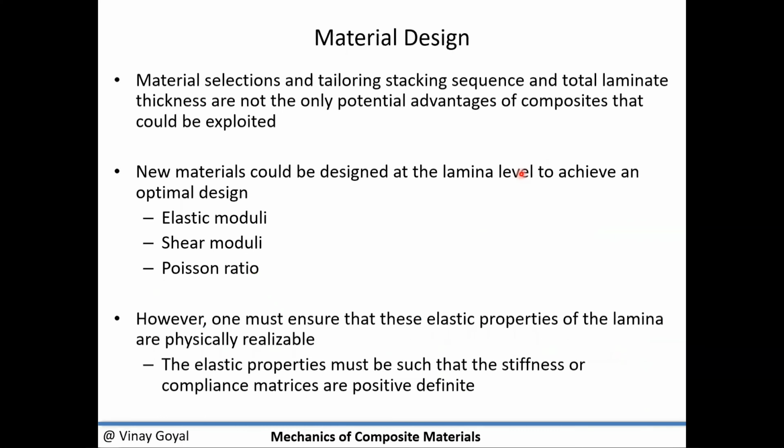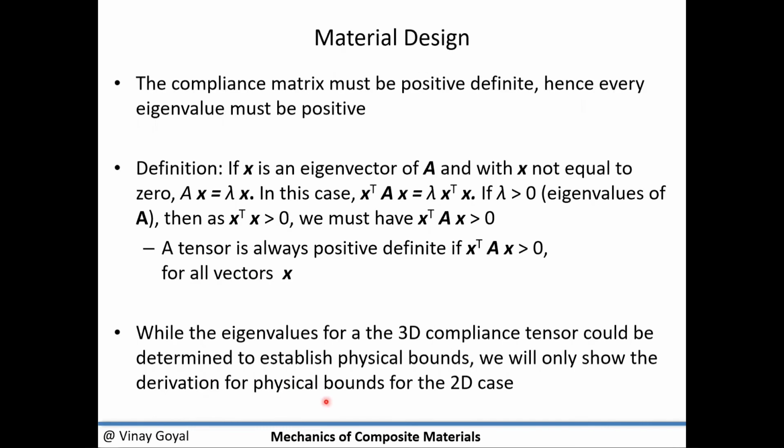Material design, material selections and tailoring of stacking sequences and total laminate thickness are not the only way that you can exploit composites. You can come up with new materials, like I said, that can achieve optimal designs by coming up with unique elastic and shear and Poisson ratio data. However, one needs to make sure that whatever you come up with has to be physically realizable. And elastic properties have to be such that the compliance matrices are positive definite.